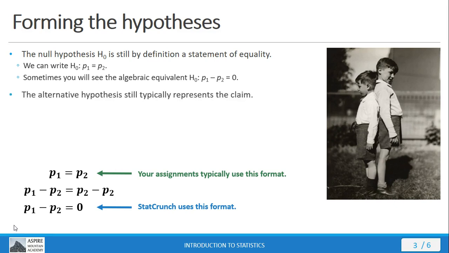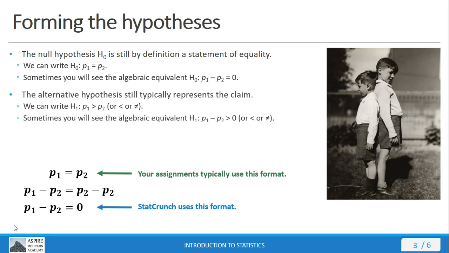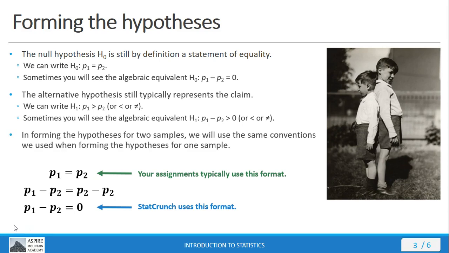The alternative hypothesis still typically represents the claim unless there's some semblance of equality, in which case we're just going to take the complement, just like we did before. So we could write this with the population parameter on either side of our inequality sign. Or again, sometimes you'll see the algebraic equivalent, but don't worry about that. It's the same thing. Just recognize that they are the same.